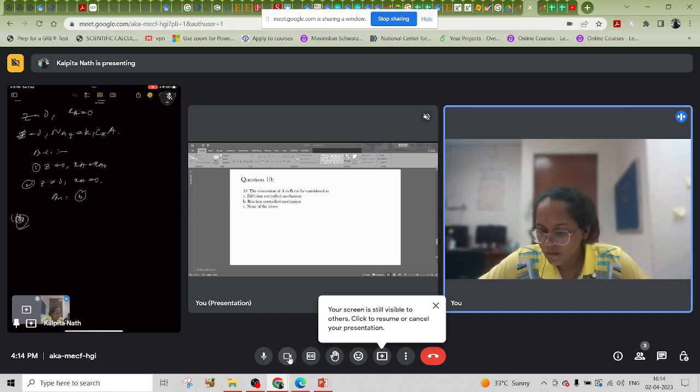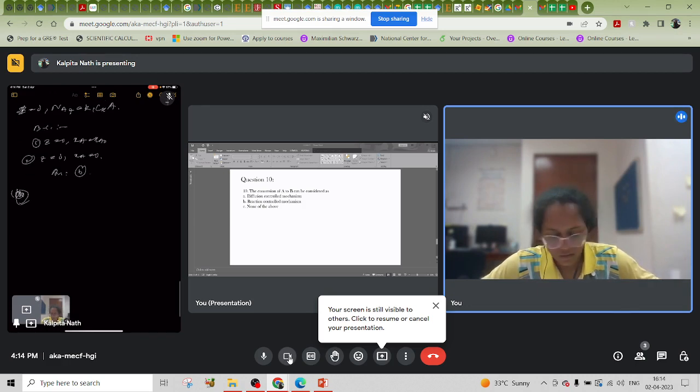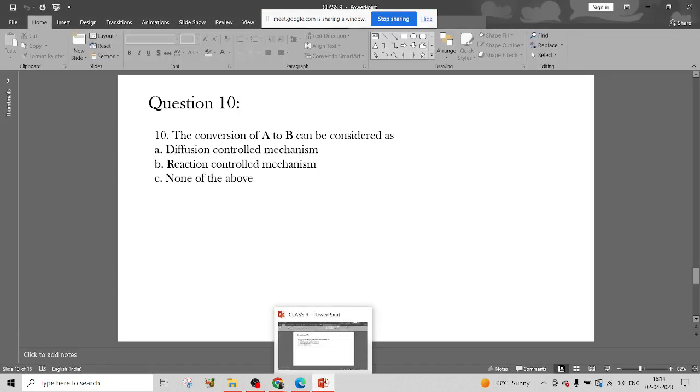Okay, here the chemical reaction may be instantaneous, and the conversion of A to B is instantaneous, but the total conversion proceeds at a finite rate because of the diffusion process, which is in series with the reaction process. Hence, the conversion of A to B is diffusion controlled. So, answer is A. Now, let us proceed to the next question.